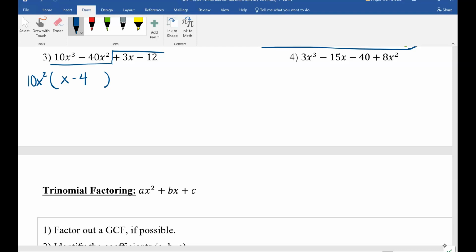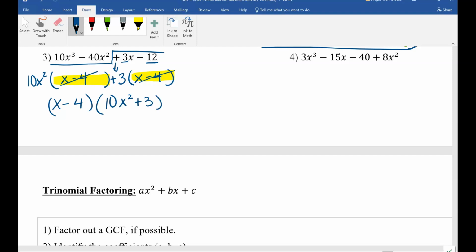x squared divided by x squared is 1, but we don't need to write times 1 at the end of 4. Now drop the plus sign down. 3 and 12, they both have 3 in common. So now we have x minus 4 left for those. Remember, always check to see these right here are exactly the same. If they are, then that means this is factorable. And then we can take that out. Once we take that out, we have 10x squared left and then plus 3.